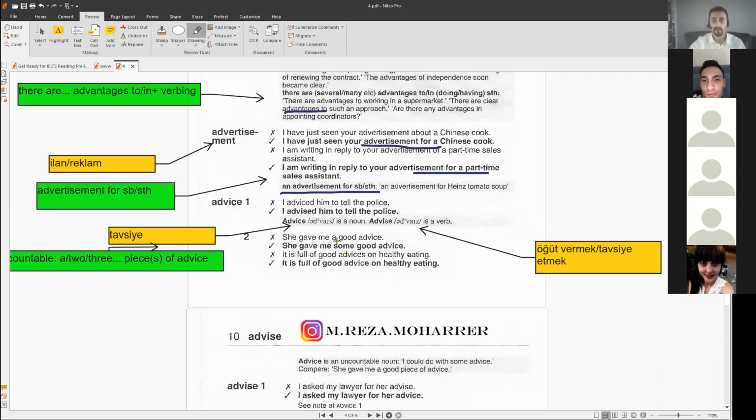Okay, sir. So as you see here, advice is uncountable. So we cannot say a good advice. We can say a piece of good advice. Again, like here, full of good advice, not full of good advices. Again, advice is uncountable. If we want to say 1, 2, 3, we use 2, 3, 10 pieces of advice.